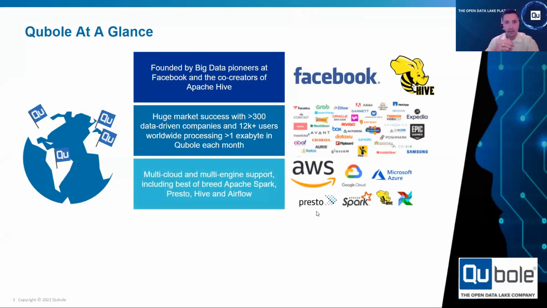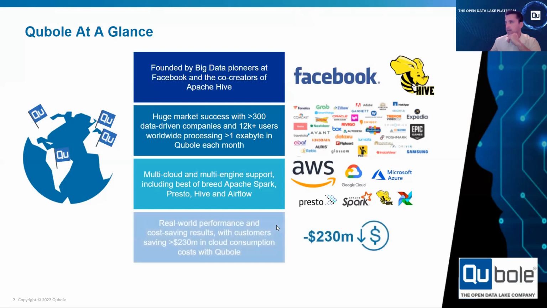We are multi-platform, supporting AWS, GCP, Azure, as well as Oracle. So we are cloud agnostic in that sense, with AWS leading the way. We support not only multiple clouds, but provide best-of-breed solutions for Hive, Presto, Spark, as well as Airflow for operational orchestration.